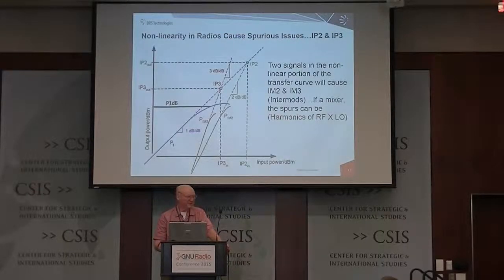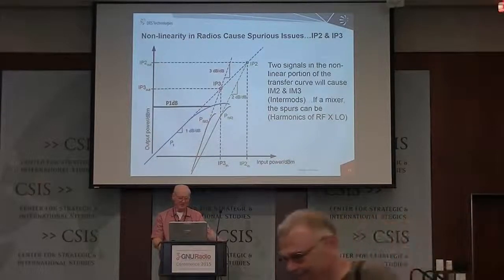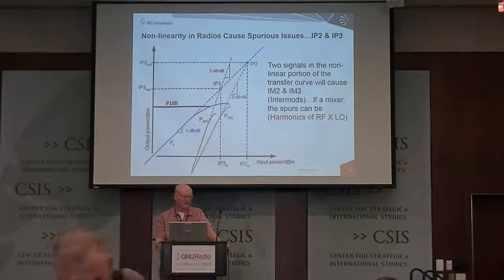So just as a reminder for all of you of what IP2 and IP3 mean, I'm going to talk about IM2s and IM3s. They're just the results of IP2 and IP3. If you put any signal into a radio, or any part of the radio, and you increase that signal up, you'll see an output that also increases up. But it only increases up until it hits the so-called P1 dB point.